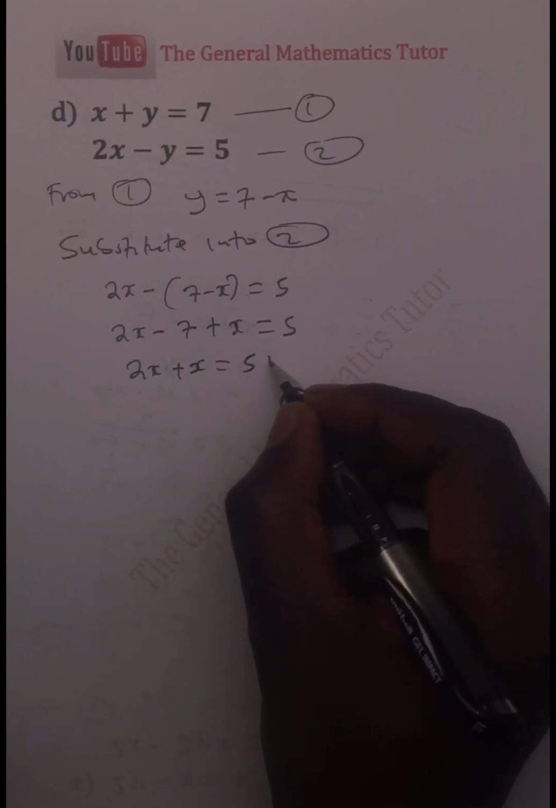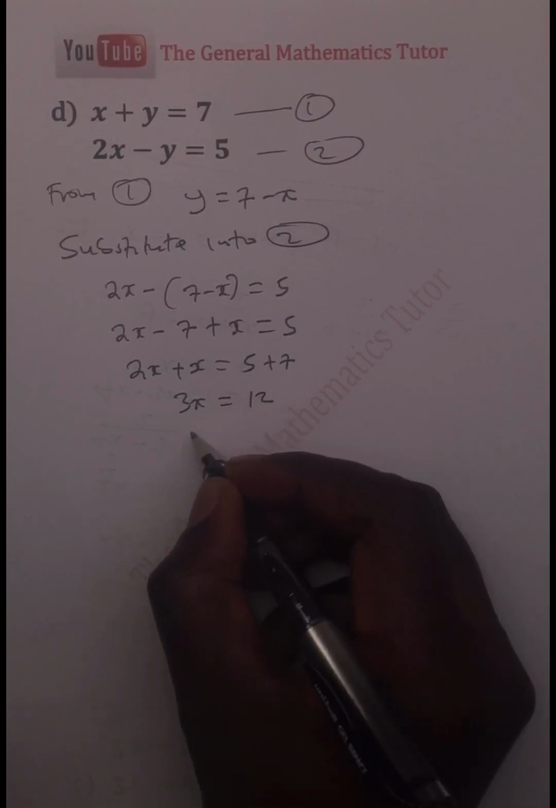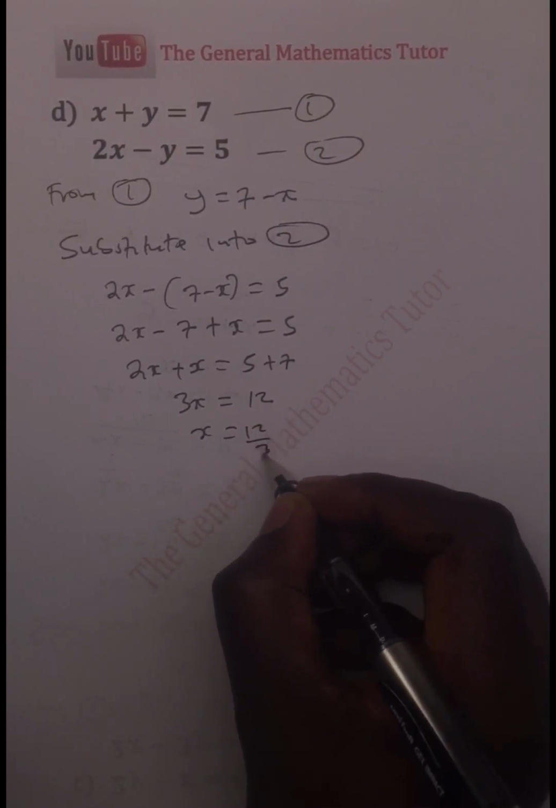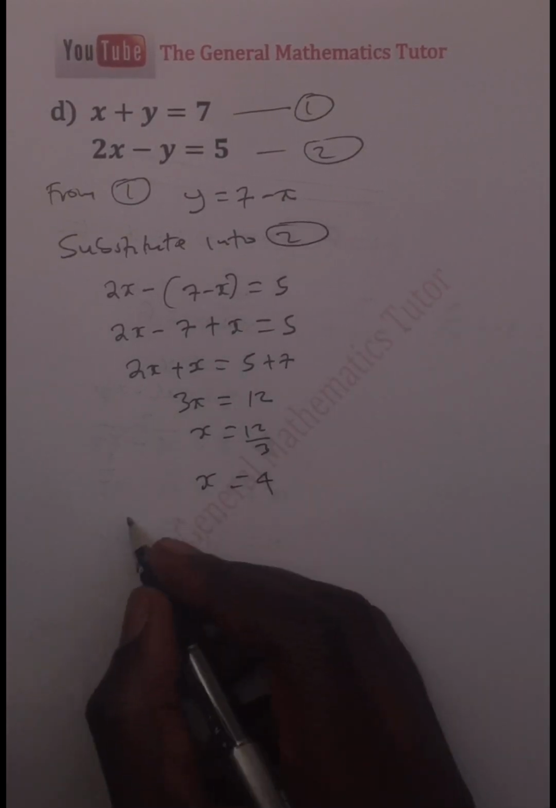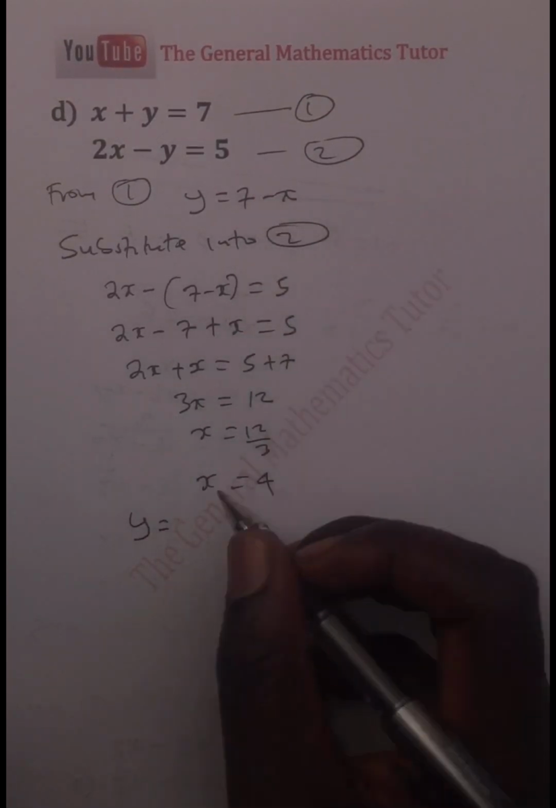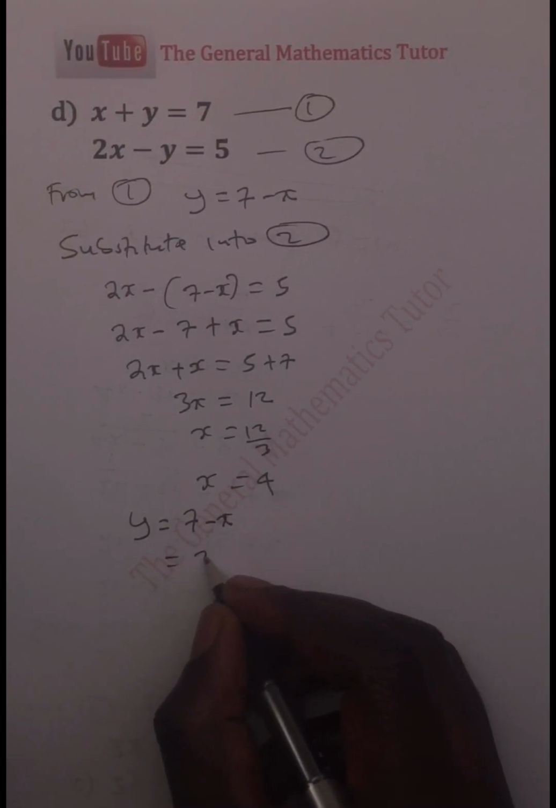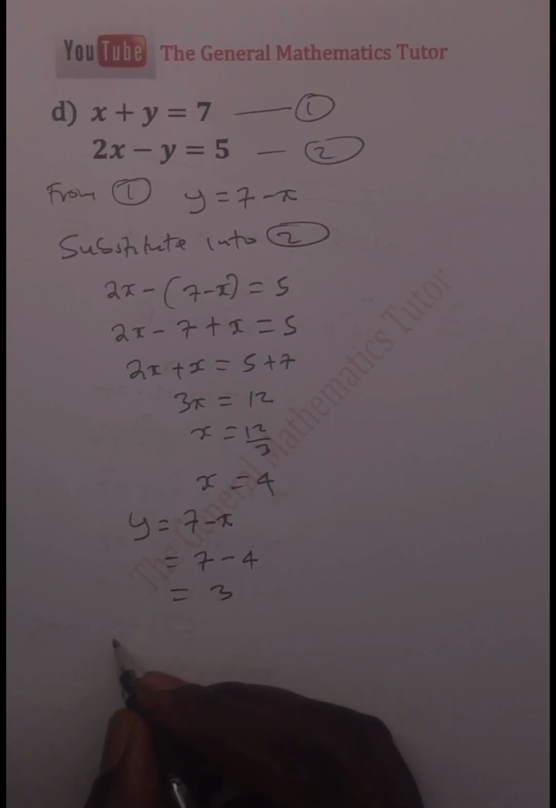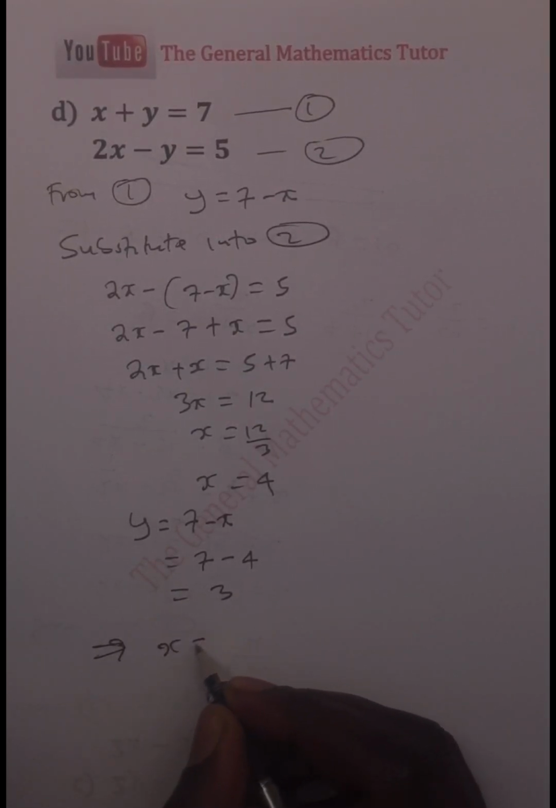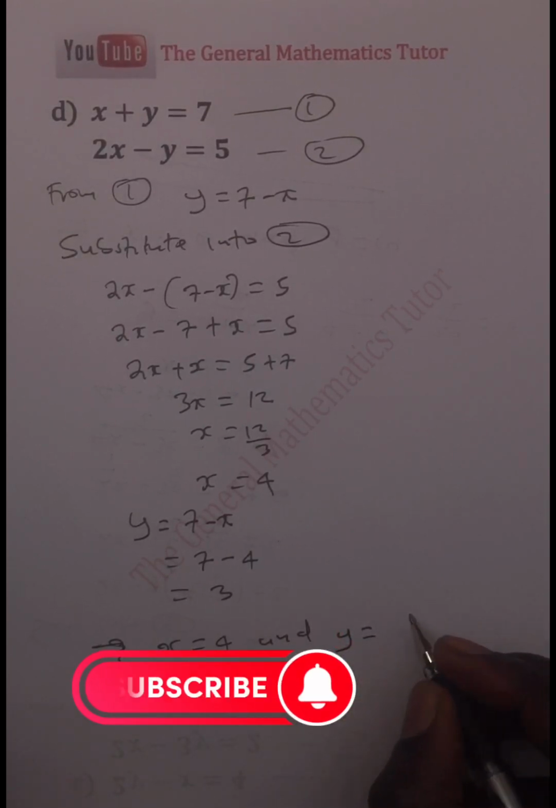is equal to 5 plus 7, so that we have 3x is equal to 12, so that x is equal to 12 over 3, so that x is equal to 4. And then we can get the value of y by using the expression that we had, that is y is equal to 7 minus x. So 7 minus 4, that is equal to 3. So therefore we have that x is equal to 4 and y is equal to 3.